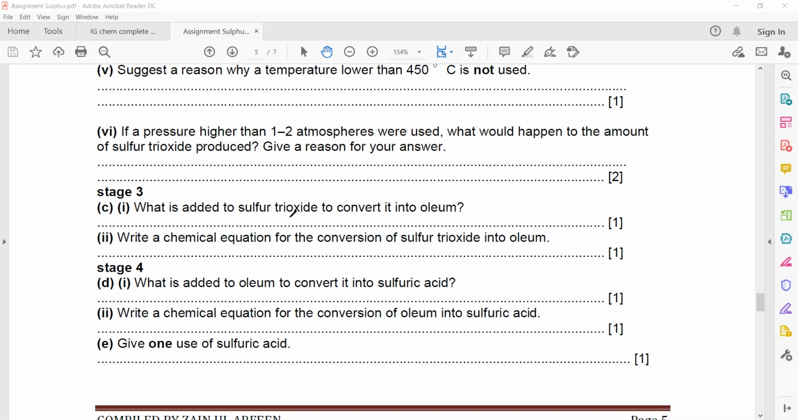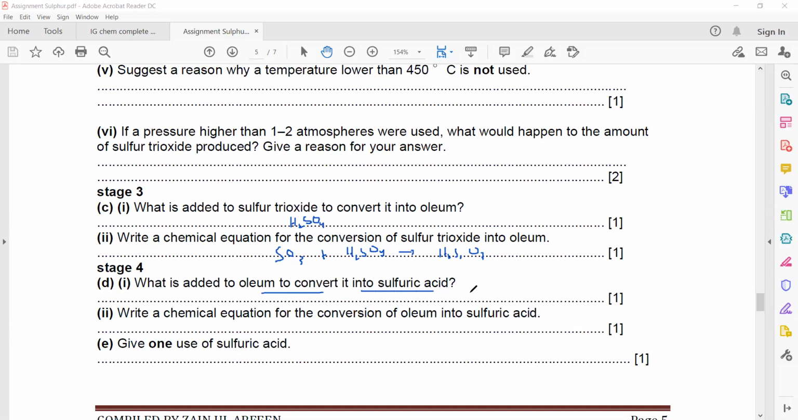Then what is added to sulfur trioxide to convert it into oleum? So we add sulfuric acid. Do not write the formula in the exam, write in words like sulfuric acid. Write a chemical equation for this conversion. So sulfur trioxide mixed with sulfuric acid will form H2S2O7.